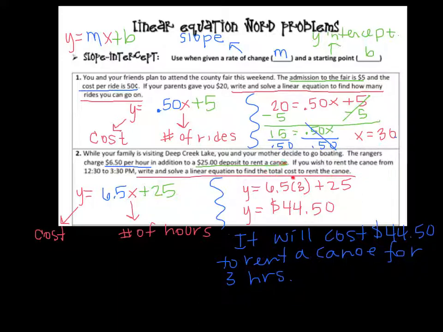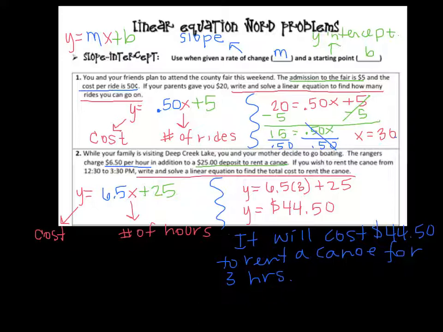So once again, here my total cost was y. So this time, I was substituting in the number of hours. So I had 6.5 times 3 plus 25. And then whenever I do that computation, I find out that it would be $44.50. Don't forget to interpret your problem. So here I have it will cost $44.50 to rent a canoe for 3 hours.